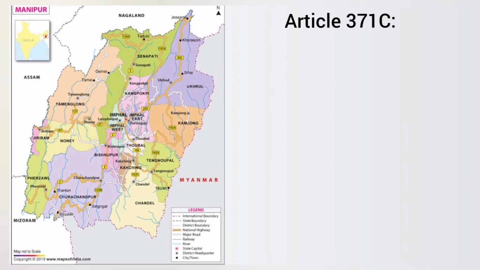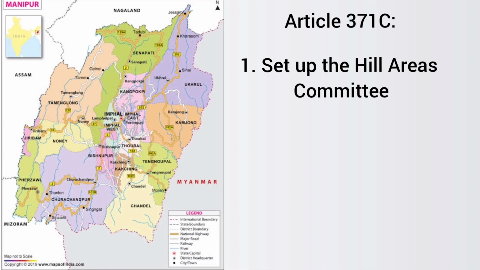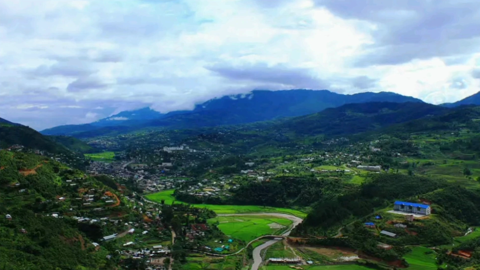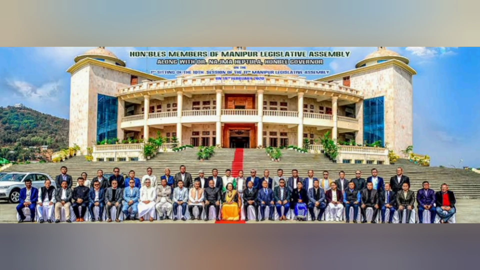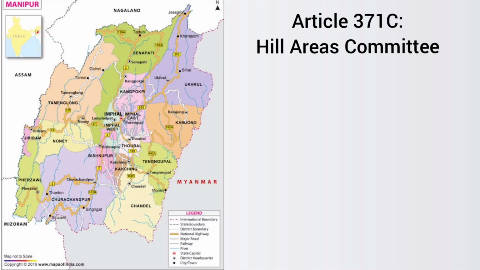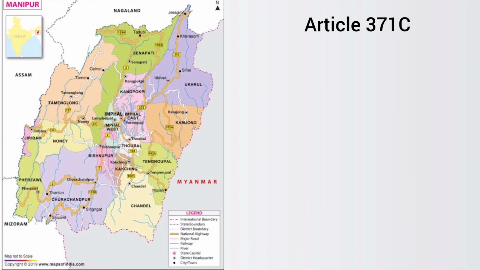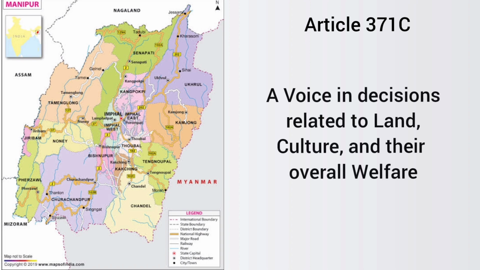So, what exactly does Article 371C do? Well, it set up the Hill Areas Committee, which is meant to represent the interests of the tribal populations in the state's legislature. The committee also works as a safeguard to ensure that laws and policies don't negatively impact the hill areas. Article 371C also gives the tribal communities in the hill areas of Manipur a voice in decisions related to land, to culture, and to their overall welfare.